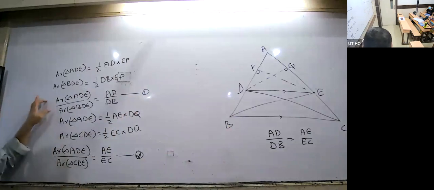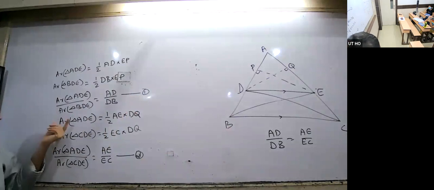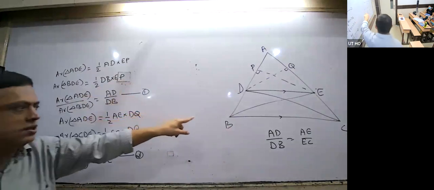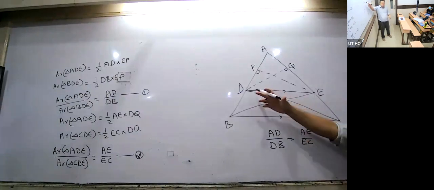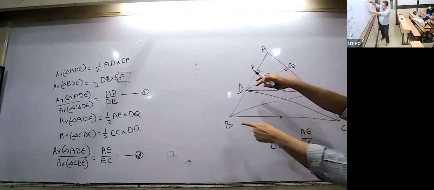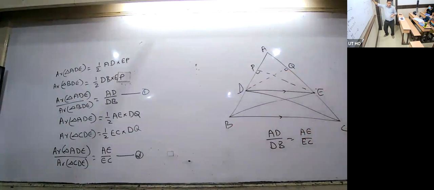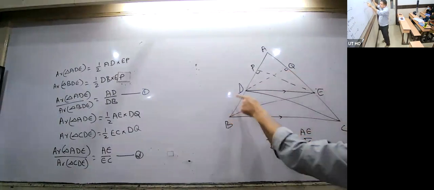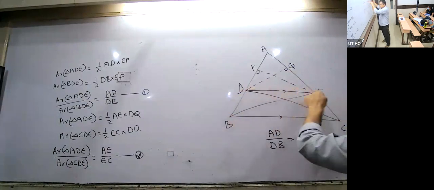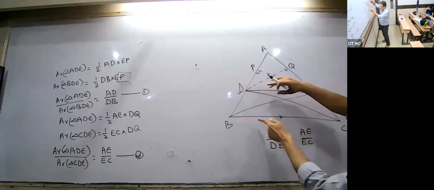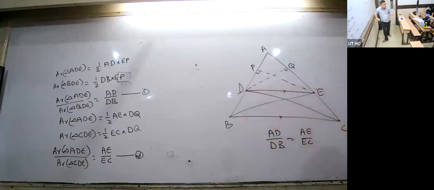Now, look here. We have to prove LHS of 1 and 2 are equal. ADE and ADE are the same thing. Look at BDE and CDE. They have the same base DE, and between DE parallel to BC, they are equal in area. Look at BDE and CDE, the base is DE, and they are between the same parallels. Therefore, they are equal in area.